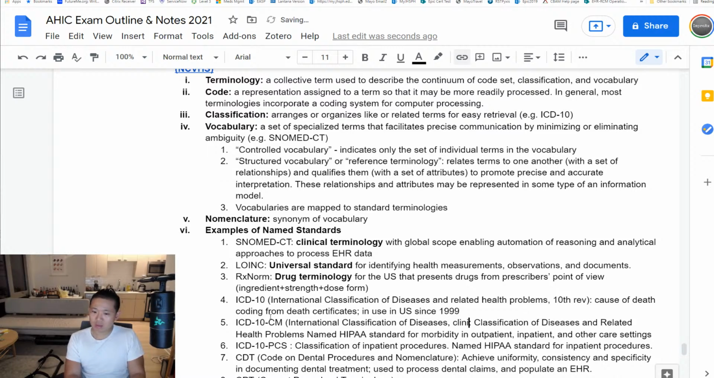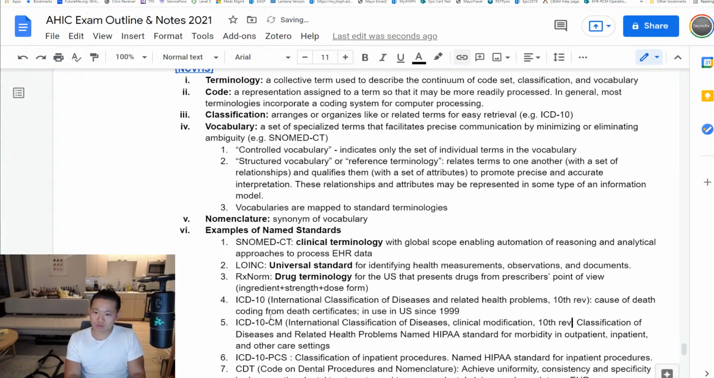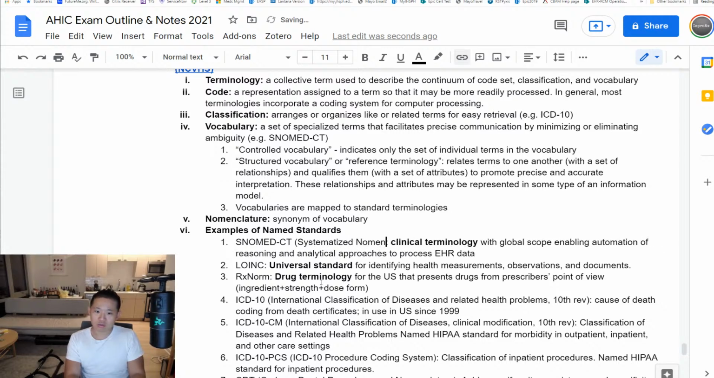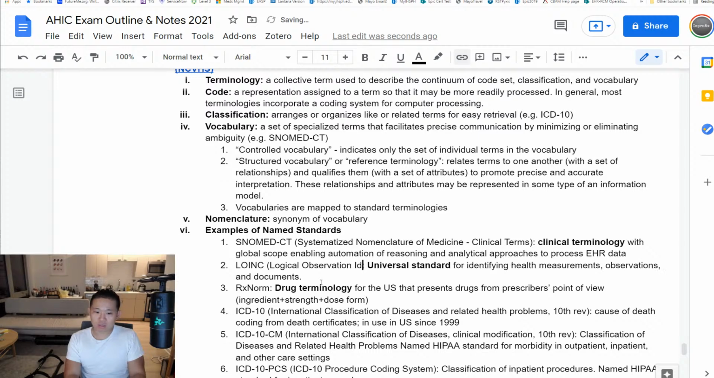Diseases, clinical modification, 10th revision. ICD-10 procedure coding system. Systematized nomenclature for terms. Logical observation identifiers, names, and codes.